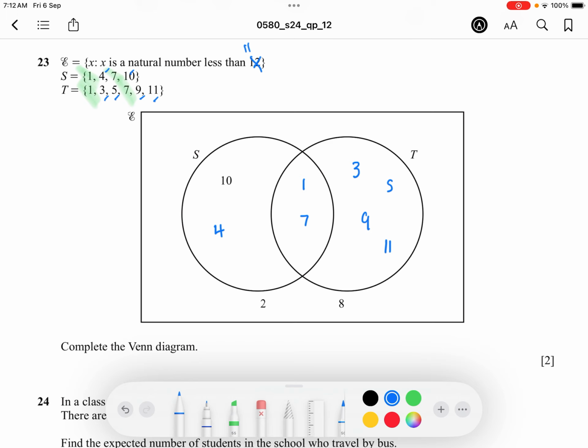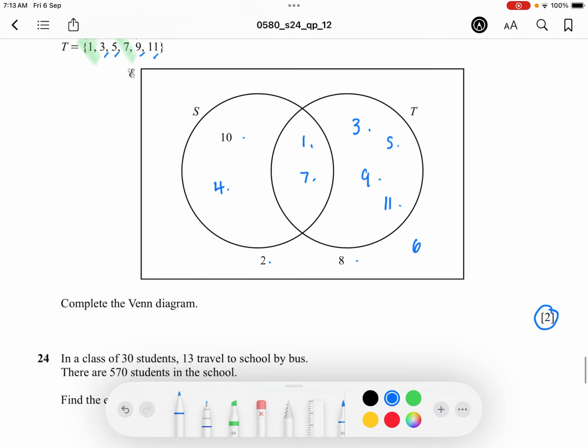But before you move on to the next question, you need to recheck, making sure that all the natural numbers are there. So you have 1, 2, 3, 4, 5. You don't have 6. That means we need to add 6 outside there because it does not belong in S or in T. 7, 8, 9, 10, 11. So all numbers are accounted for, and that is how you can get full marks. Make sure you double check that you have all the numbers written in.